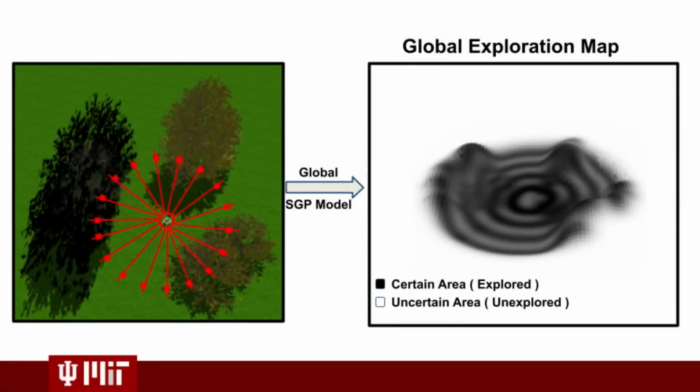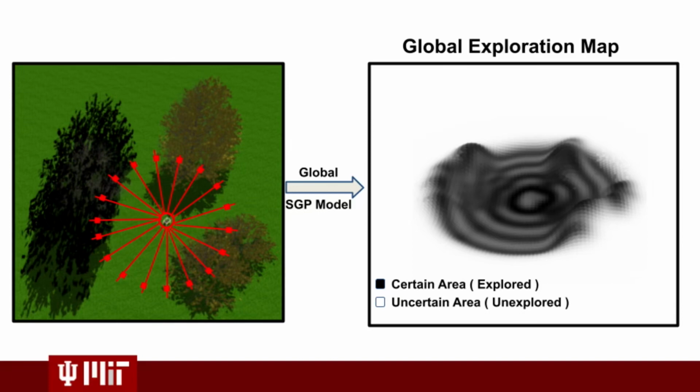And we also leverage the uncertainty of another global SGP model to encode the exploration of the environment, where certain areas mean explored and uncertain areas mean unexplored. Our exploration map represents a full scan of LiDAR using only a single point. Compared to other occupancy mapping techniques, this saves a lot of computation and reduces the time required to update the map.